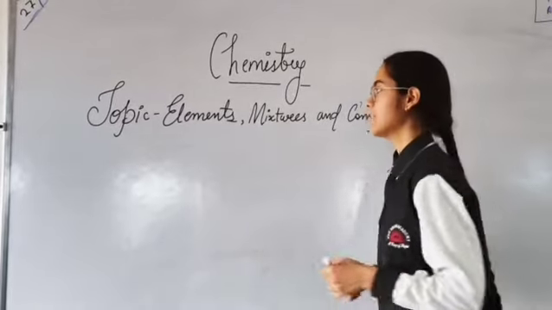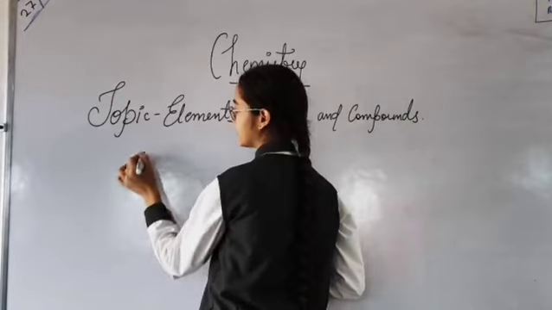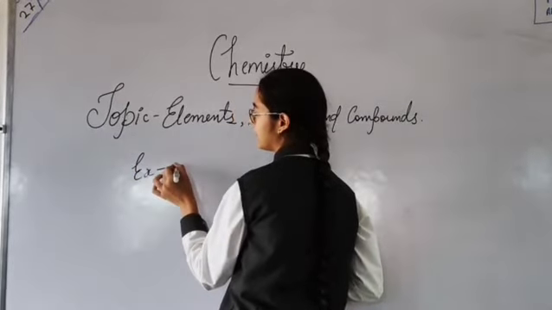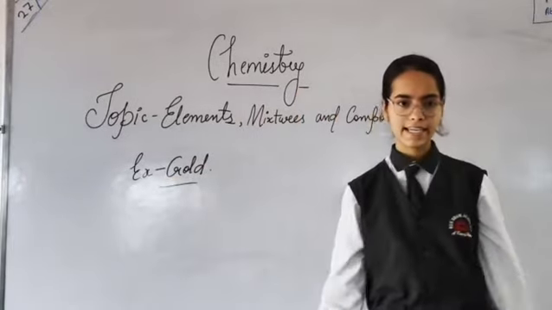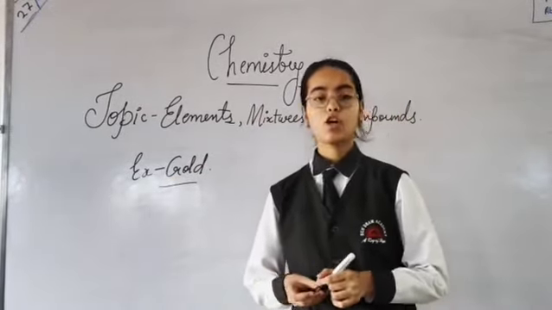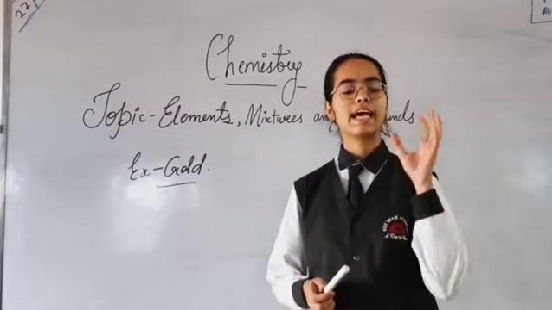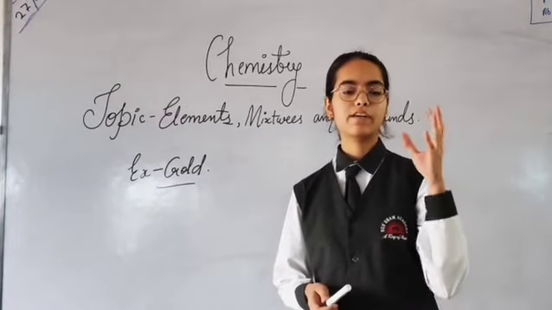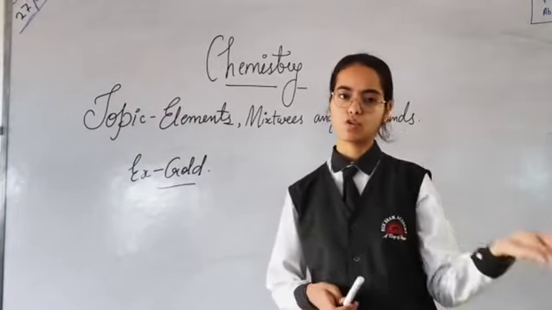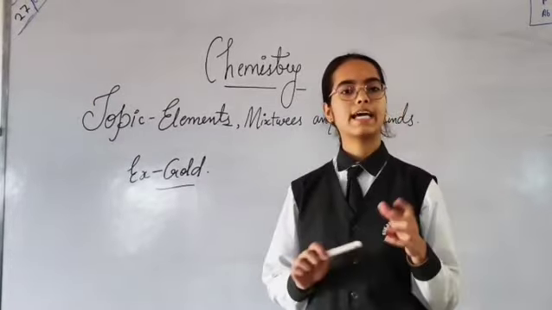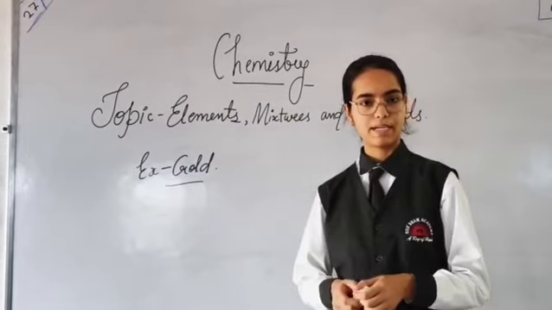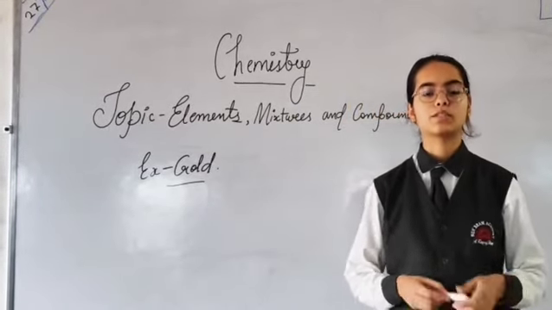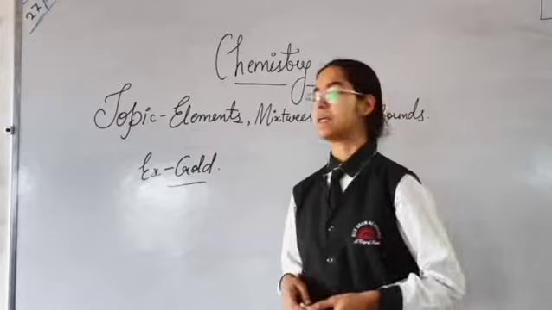For example, let us take an example of an element, that is gold. So why is it called an element? Let us first understand it. Gold is an element because in every particle of gold, only one kind of particle is present, that is gold. So that is why it is called an element. Moreover, it is the same throughout. So one property of an element is that it is the same throughout. The property is the same entirely.